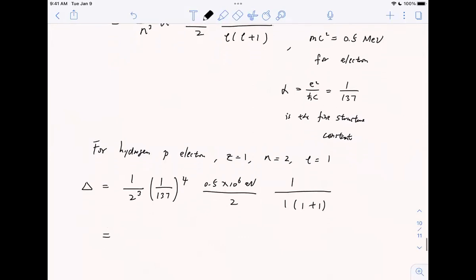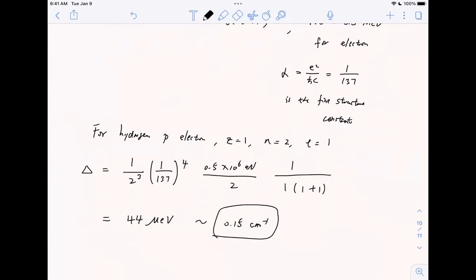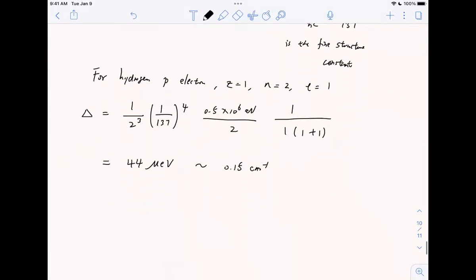And eventually what do you get? You get about 44 micro eV. It's approximately 0.15 wave number. So it's negligible. Like if you measure this in CCD, you won't even see it. It's just very, very small. You probably cannot even resolve it. So for hydrogen atom, spin-orbit coupling is negligible. Okay, so let's go to graphene.